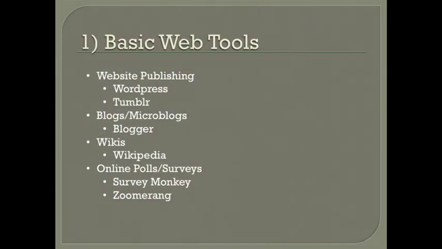So you have WordPress. With WordPress, you can publish your websites, and it's user-friendly. You have Tumblr, the same type of resource. Blogs: you have Blogger to share information. There are wikis, which are websites that others can edit and change. And then you have online poll surveys, SurveyMonkey, Zoomerang. And as mentioned, there's more and more.